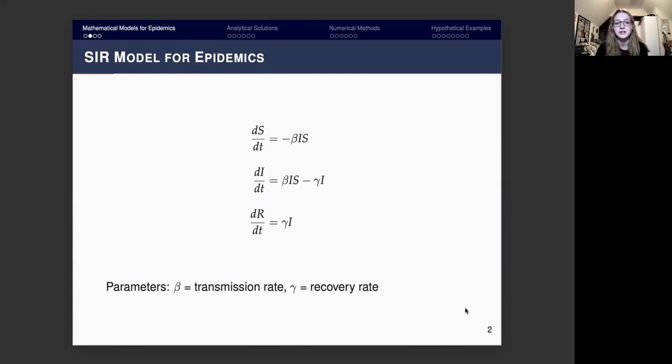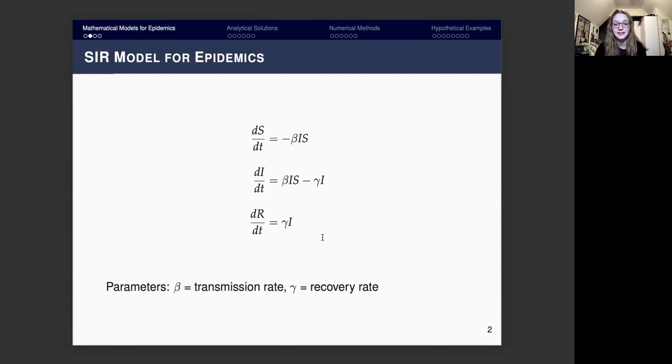So the first model that we're going to talk about is the SEIQR model for epidemics, also known as the SEIQR model. And here we have our three differential equations with our susceptible, infectious, and recovered populations. And we have two parameters here, which is beta and gamma, where beta is our transmission rate and gamma is our recovery rate.